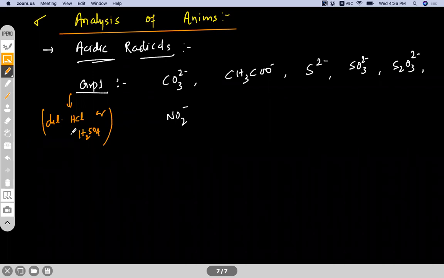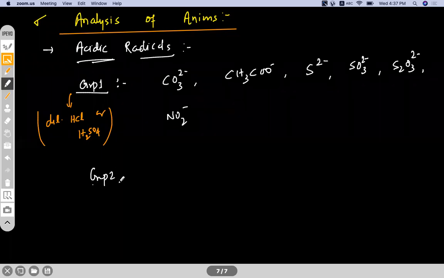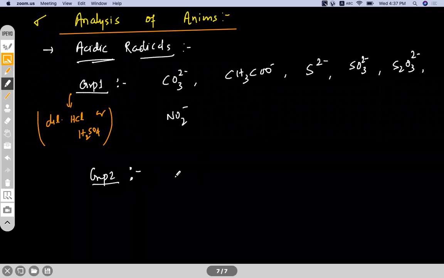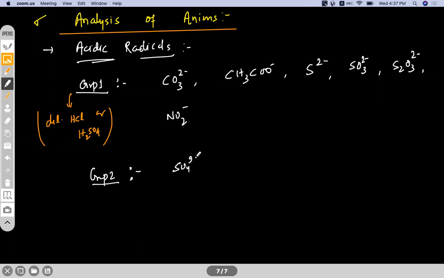Similarly, we have group two anions here. I'll write down first all the three groups and then we'll discuss them one by one. Group two, the anion contains sulfate ion, SO4 2-, oxalate ion, C2O4 2-, we can also have phosphate ion, and we also have BO3 3-.